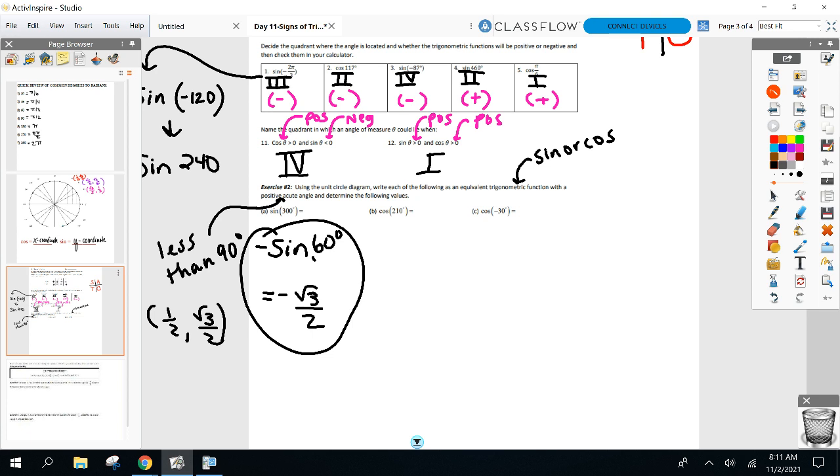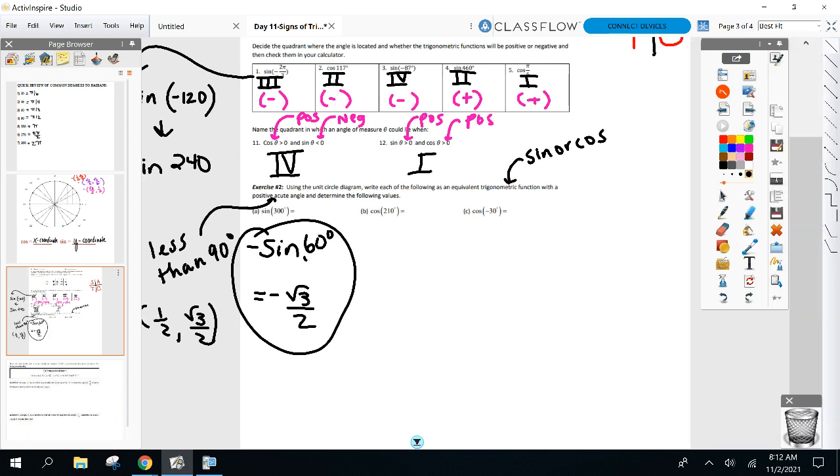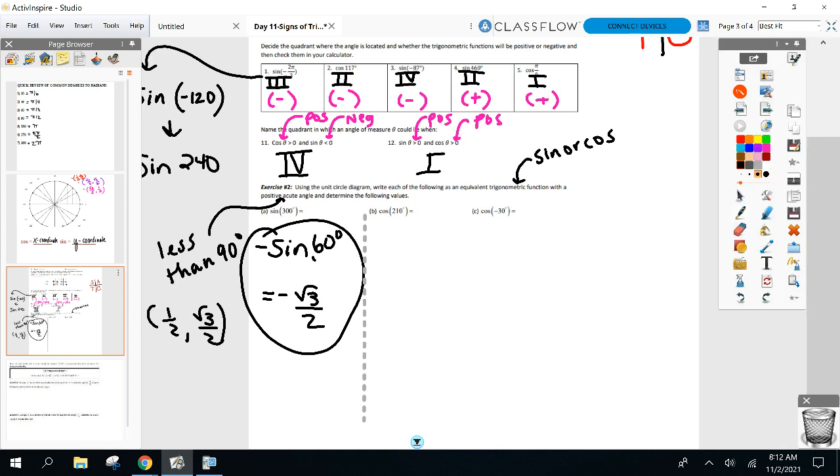Ready for another one? Cosine 210. And again, I'm telling you, it's the first question on the pop quiz tomorrow. All right, except I changed cosine and sine, and I changed the angles. 210. First thing, rewrite it. First, think to yourself, 210, where's 210 at? Quadrant 3. So I'm doing cosine. What do you know about cosine in quadrant 3? Positive or negative? Negative. Talk to me if you don't know why it's negative. So it's going to be negative cosine.